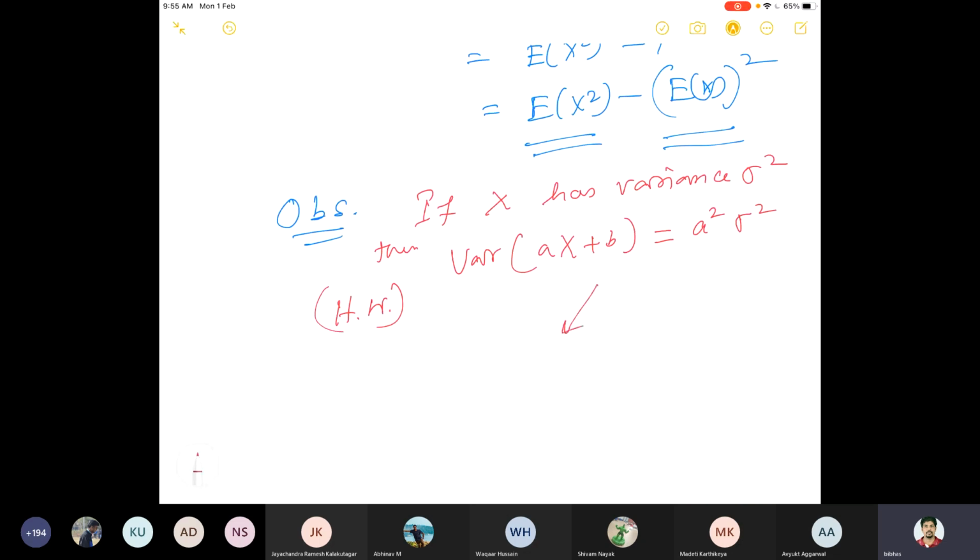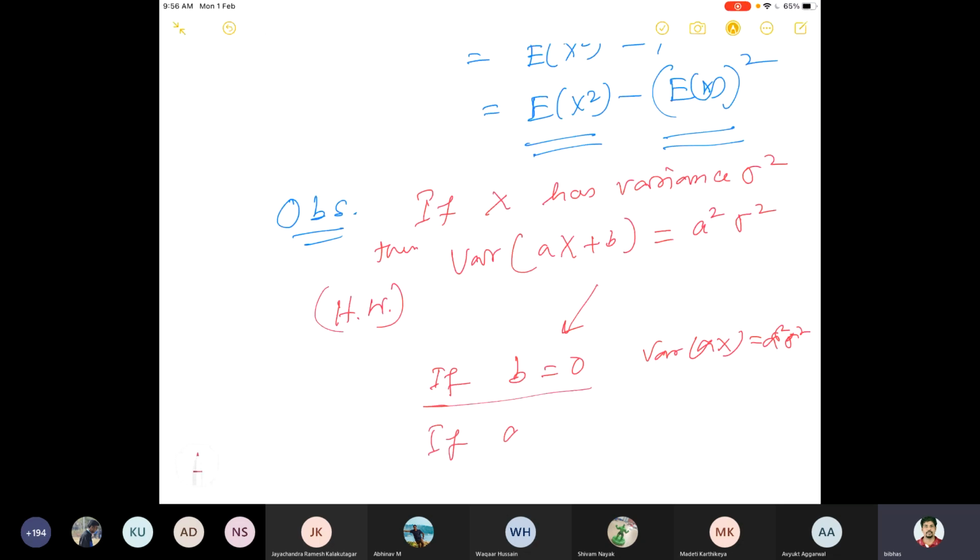And it has a nice meaning now. What happens if b equals 0? Then it is just the variance of ax, and it does not change the variance. That means if you scale the data points, the variance does not change. Variance remains fixed, expectation will change. Variance remains fixed because variance means the spread, how much spread it is. The spreading is not changing. And this is very, very important.